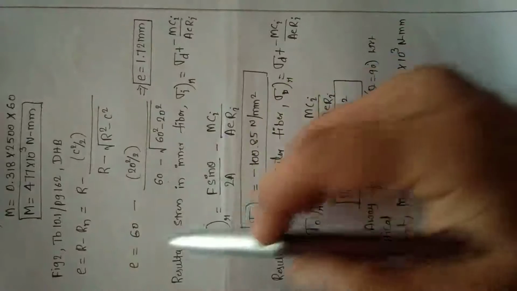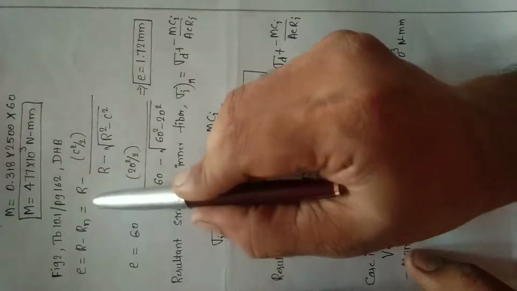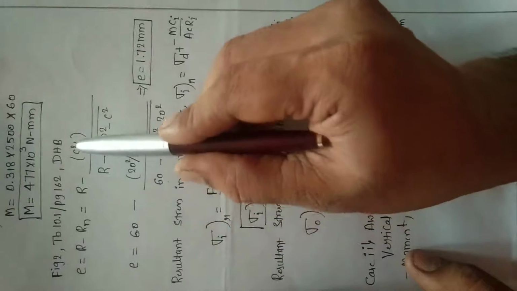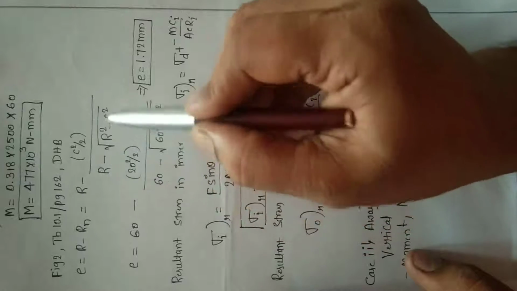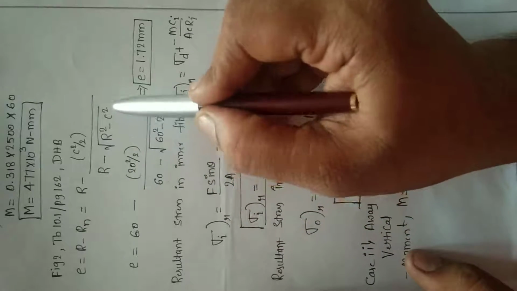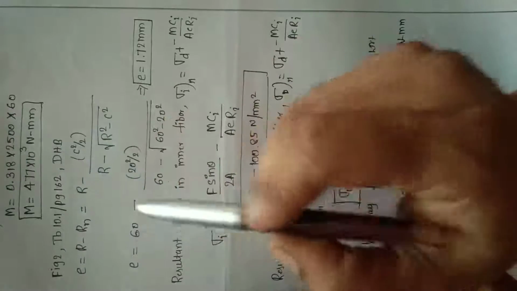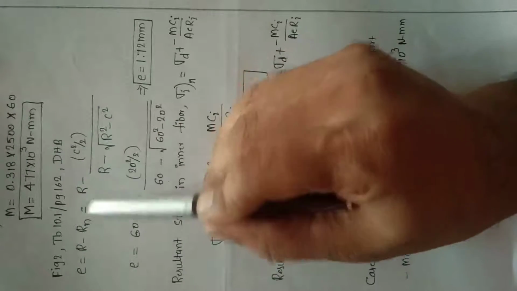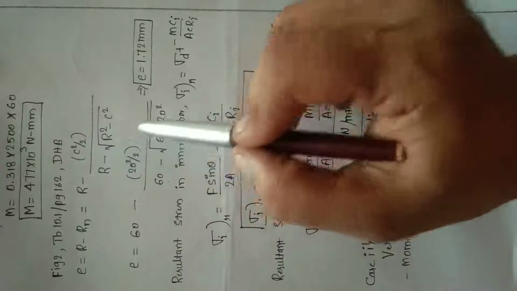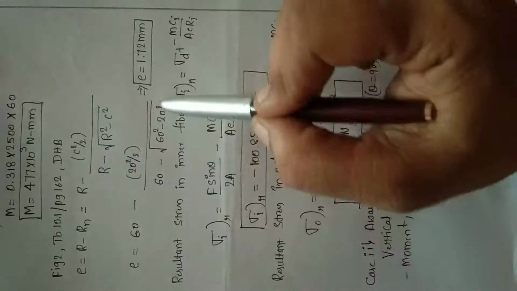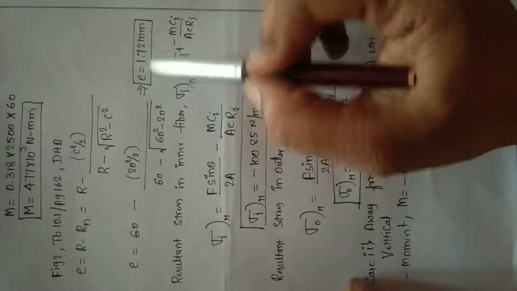So, e is equal to R minus Rn, which is R minus C squared by 2R minus square root of R squared by C squared. This I'll get from the data handbook. I have written the table number, page number, all those things. If I substitute the R value, Rn, C squared by 2, C value and R value, I'll get e equal to 1.72 mm.